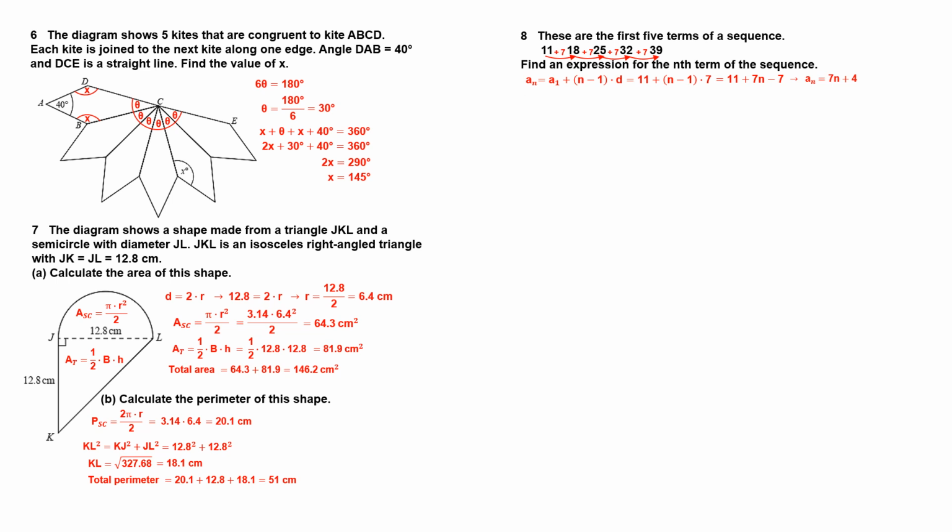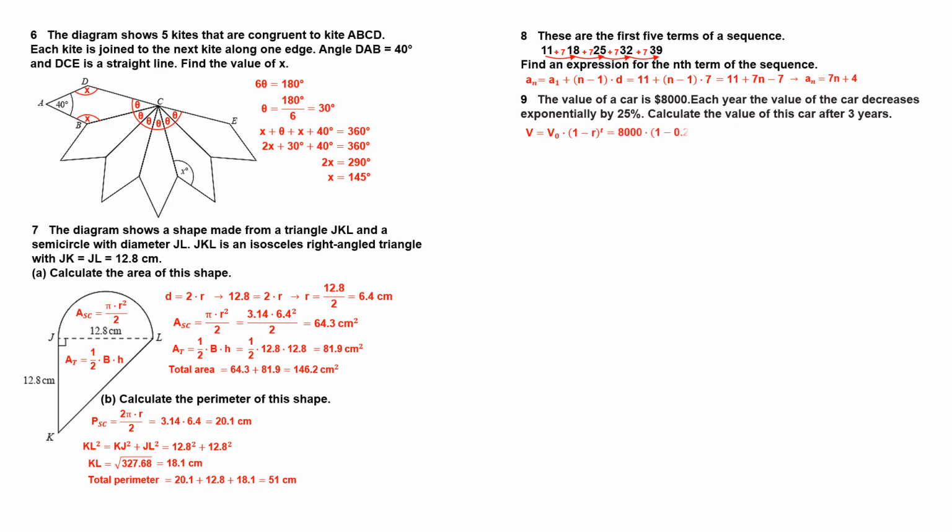Question 9. The value of a car is $8,000. Each year the value of the car decreases exponentially by 25%. Calculate the value of this car after 3 years. The value of a car after several years, given its initial value and the annual depreciation rate, can be calculated using the exponential decay formula. Apply this formula to determine the car's value after 3 years.